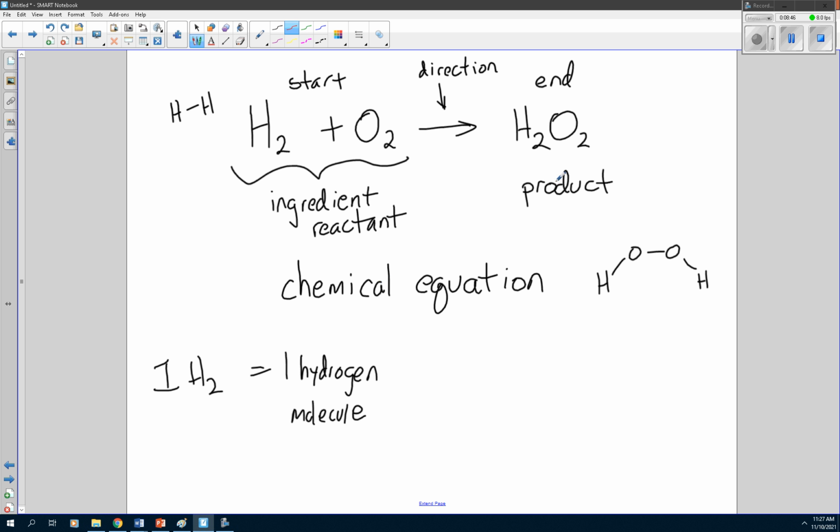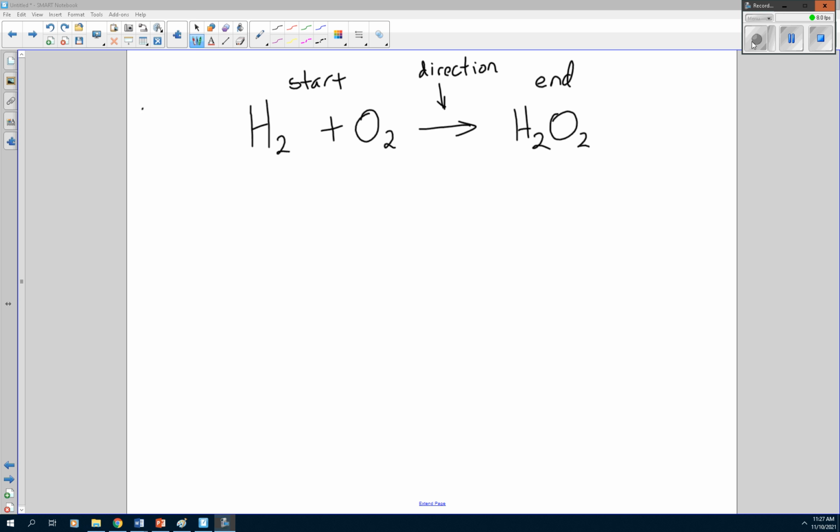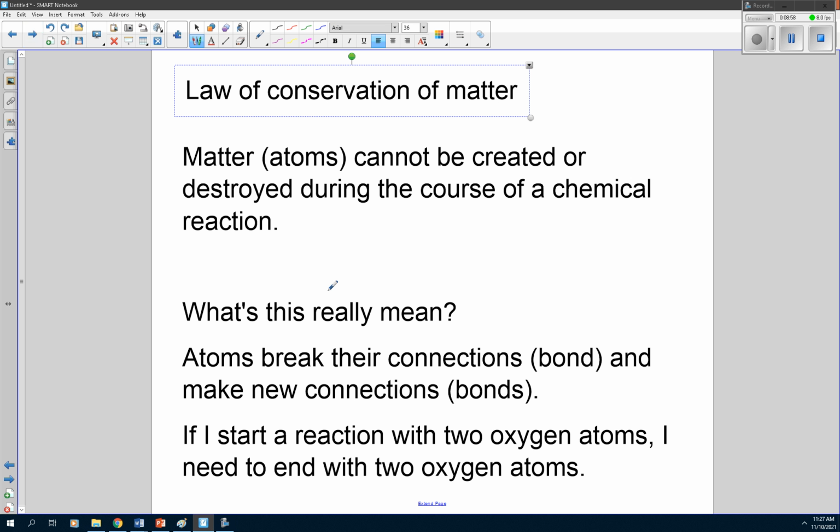And I'm going to clean this page up just in a second. So the one thing we want to take note of is a really important concept in chemistry, and I'm just going to go to that concept right now. It's called the law of conservation of matter. And if you've taken a physics class, you've heard of other conservation laws, like the law of conservation of energy, the law of conservation of momentum, or even angular momentum. There's a law of conservation of matter in chemistry.